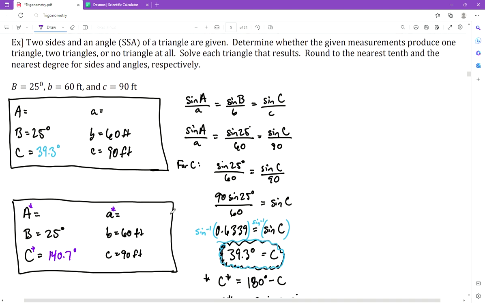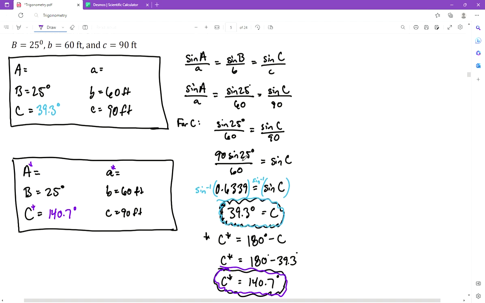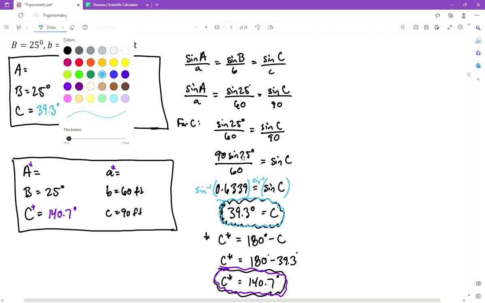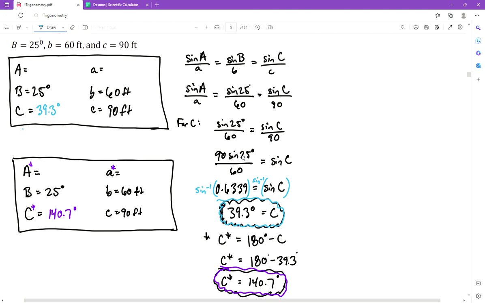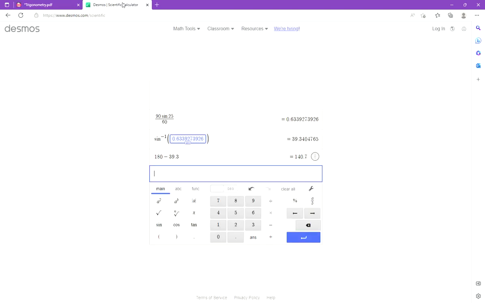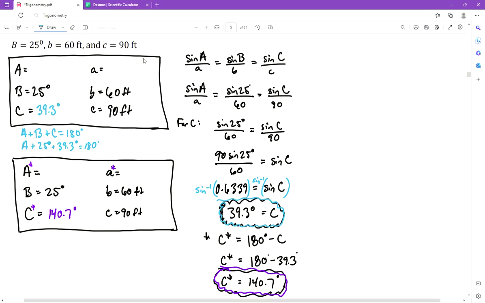So we have two triangles with the given information. Right away, on this first triangle and the second triangle, let's get the missing angle. Remember that all three angles need to add up to 180. So we can solve for A plus 25 plus 39.3 degrees equals 180. On my calculator, 180 minus 39.3 minus 25 is 115.7. So there's the missing angle for the first triangle.